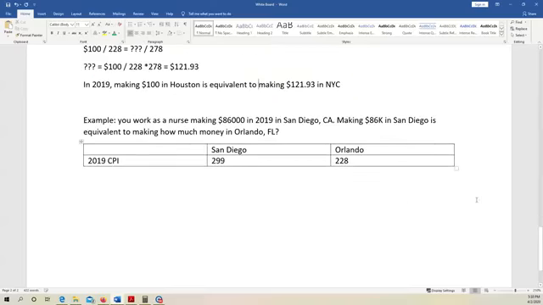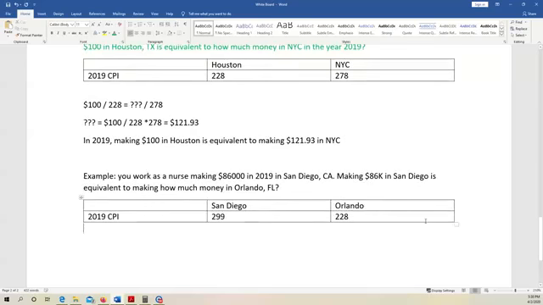So you see here from CPI, right? The CPI in San Diego is much higher than that in Orlando, Florida. That just means it costs you more money to live in San Diego, California than in Orlando, Florida. In this case, actually, it's Tampa Bay. Okay, so back to my question.